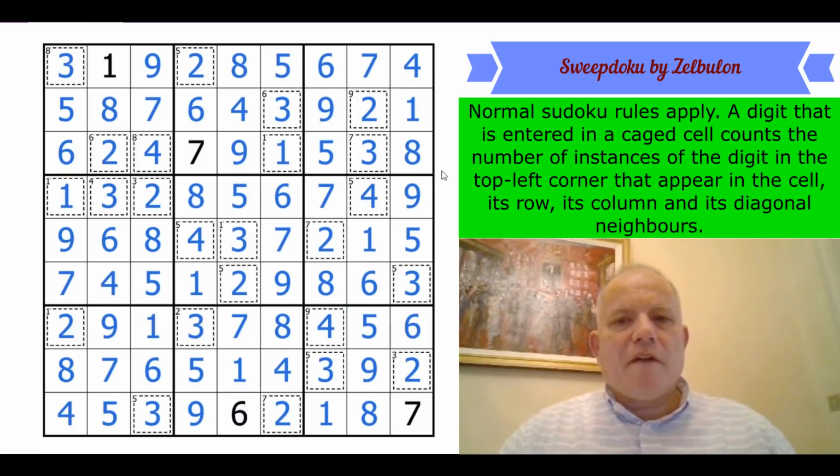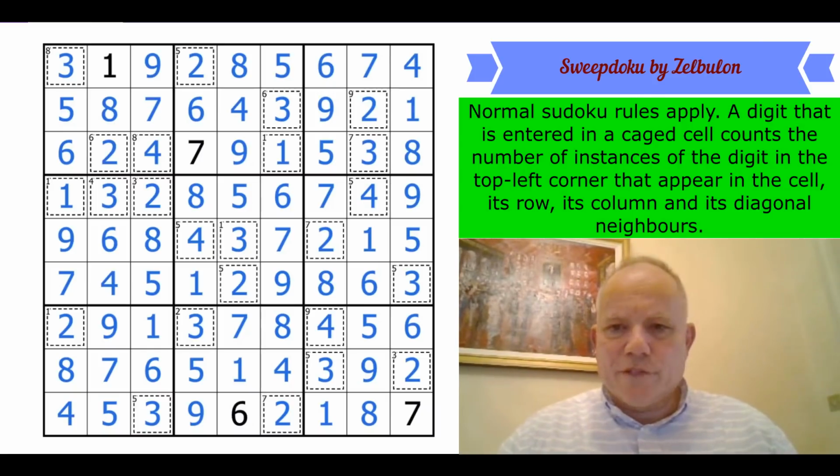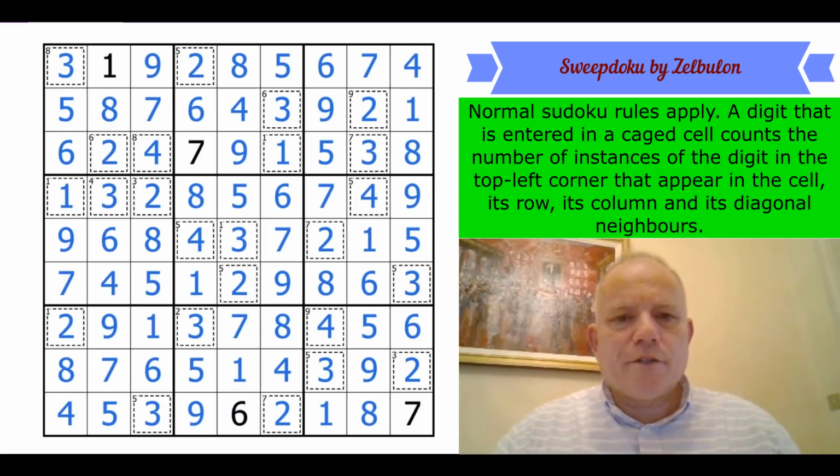That is a very interesting puzzle by Zolbulon. Thank you so much for sending that through. Really interesting rule set. Hope you had a go at that and enjoyed it. That's been unusual and a very nice diversion.